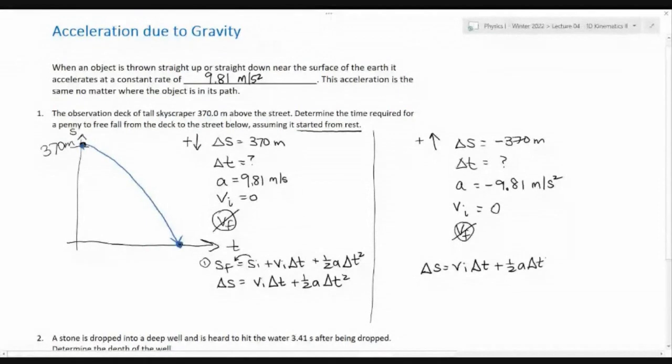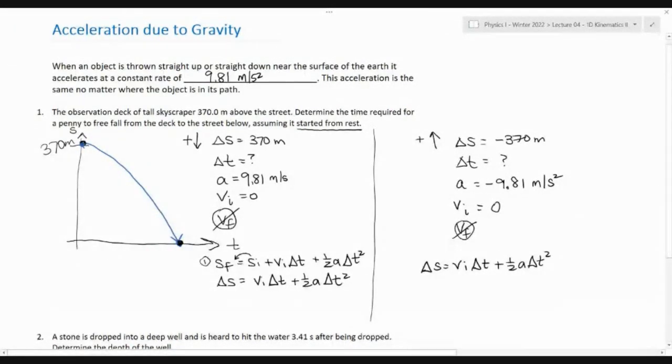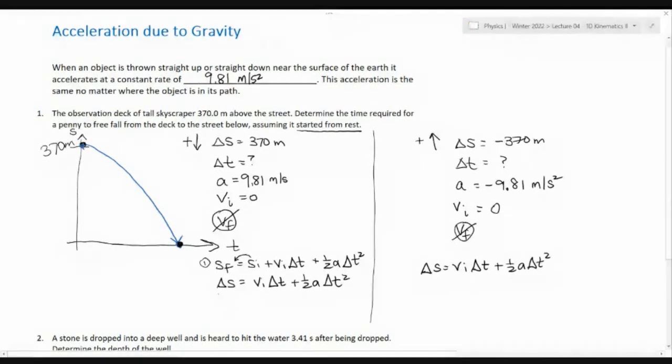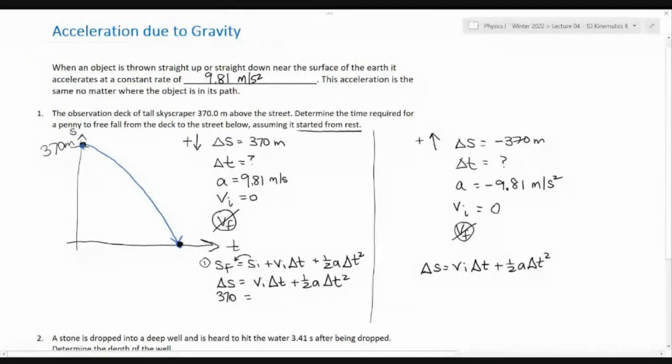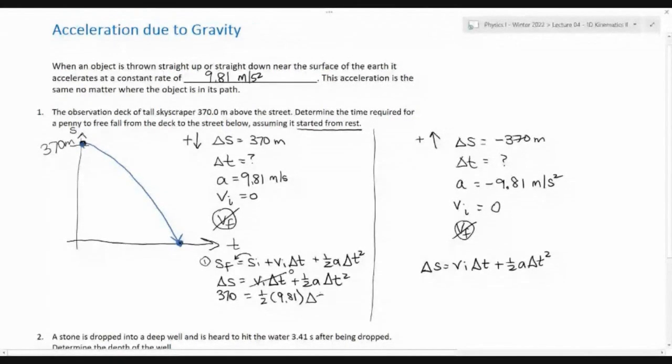Now we can start to plug in the things we know. We're trying to solve for delta t, which means we can't isolate it first, because we might have to use the quadratic formula depending on whether any of these terms cancel out. So let's plug in the numbers. Delta S is 370. V initial is 0, so that's nice. This whole term goes away because it becomes 0. Then 1/2, my A is 9.81, and then delta t squared.